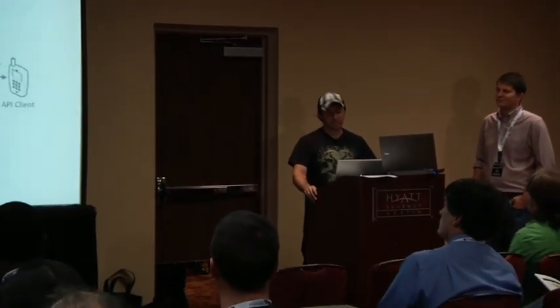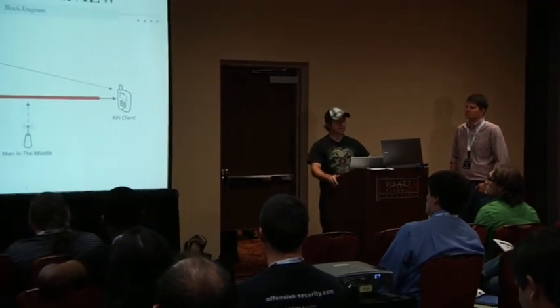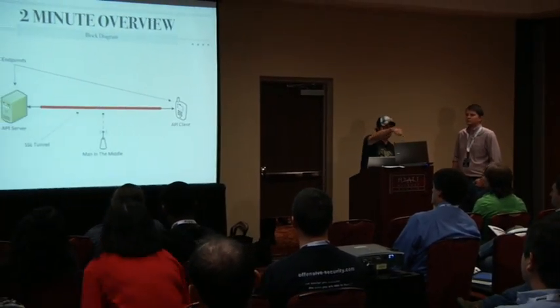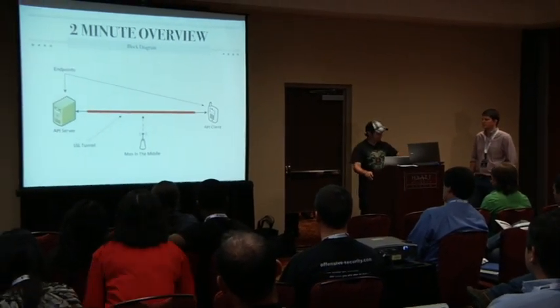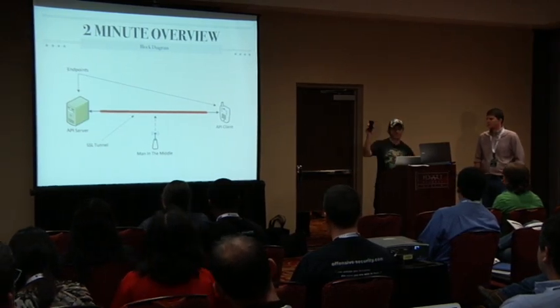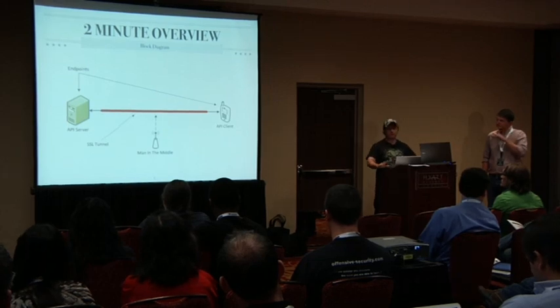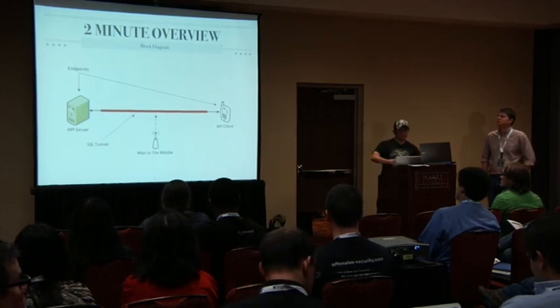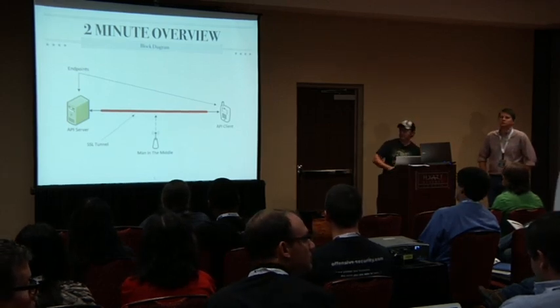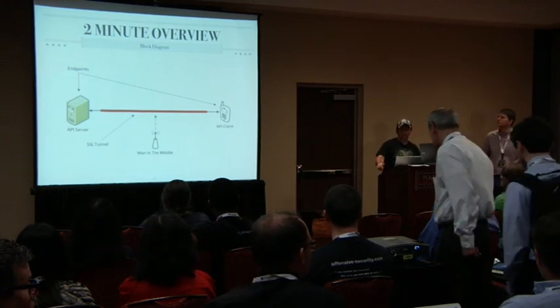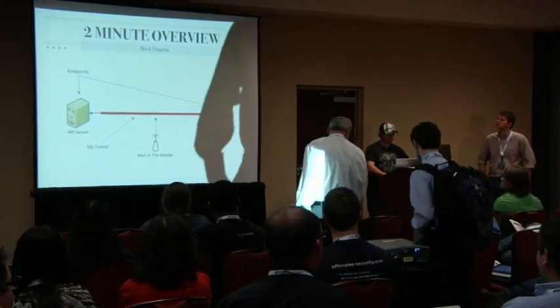So a little bit more about our setup here. Got a lot going on. So we have 2 endpoints. We have the API server, which is this thing right here. And we have the API client, which is going to be this thing right here. And the API is using SSL. So we see that we have an SSL tunnel there, and then we're going to have a man in the middle, which when we get into the demo, we'll show you all about.